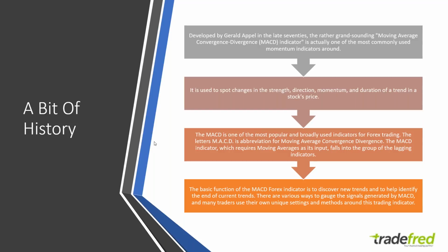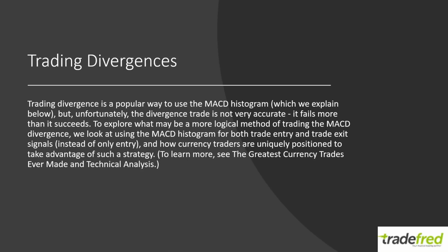And it is used to spot changes in strength, direction, momentum, and duration of a trend. That's a lot of information you get from one indicator. Now, the letters MACD stand for Moving Average Convergence Divergence. And it's an indicator that falls into the group of what we call lagging indicators. The basic function of the MACD Forex indicator is to discover new trends and to help identify the end of the current trend. There are various ways to gauge these signals generated by MACD, and many traders also use their own unique settings within this indicator and set up their own strategies.